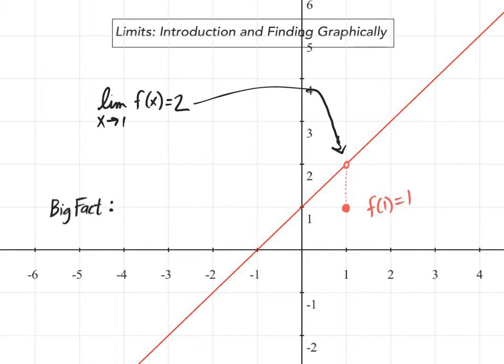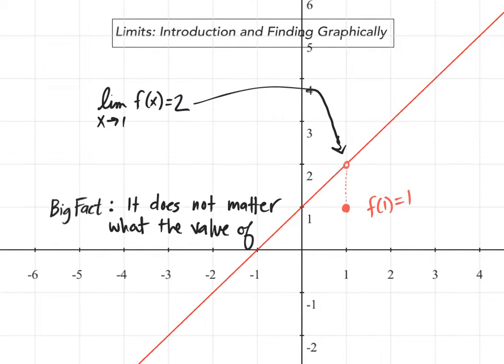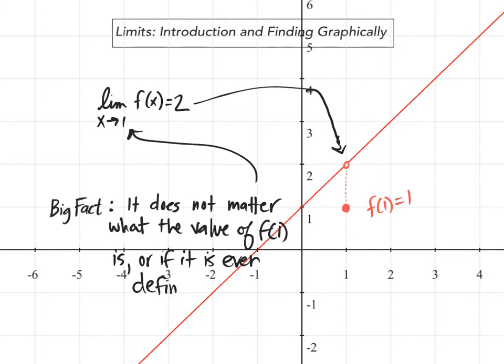And I kind of got that in my last big fact. I'm not going to have a new big fact, but just add to that. It doesn't matter what the value of f of 1 is, and I'm using 1 in this case because I'm approaching 1. It doesn't matter what the value is or if it is even defined. When we're looking at limits graphically, I only care about where is the height. Where are these two arrows going to run into each other, if they in fact do run into each other. I don't care if it's an open circle, defined somewhere else, not defined at all. The limit is still 2. The height is still 2 as I approach x equals 1.